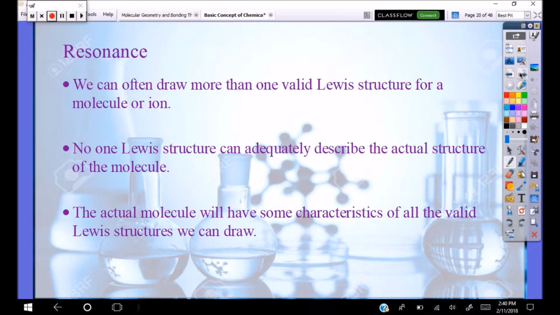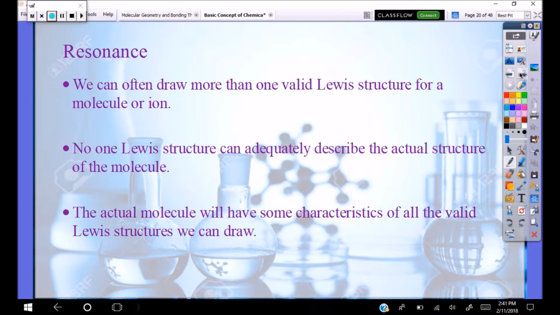So resonance. We can often draw more than one valid Lewis structure for a molecule or ion, and this specifically comes into play when we have double and triple bonds. No one Lewis structure can adequately describe the actual structure of the molecule because of the double bond that is there. That double bond can essentially be moved around the atom into a bunch of different positions.